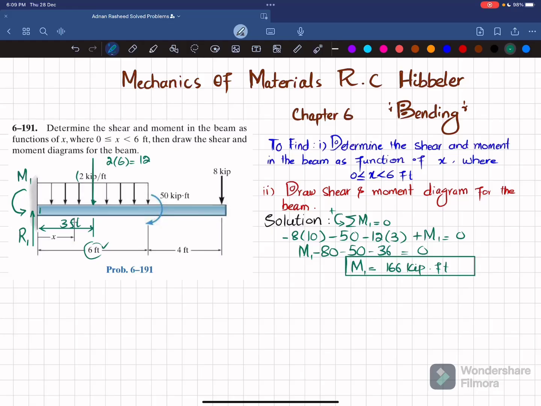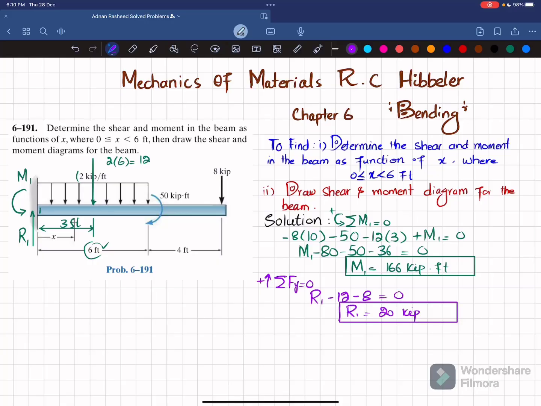Now we'll find this R1 by using the equation of equilibrium, that the sum of all forces along the y direction must be equal to 0, and upward force is taken as positive. So R1 is upward, 12 is downward, that will be minus, and minus 8, their sum must be equal to 0. So R1 minus 12 minus 8 is equal to 0. It means that R1 is equal to 20 kips. Now you have R1 and moment M1.